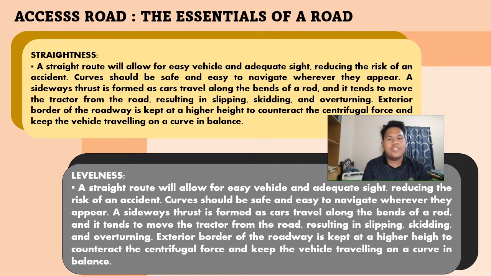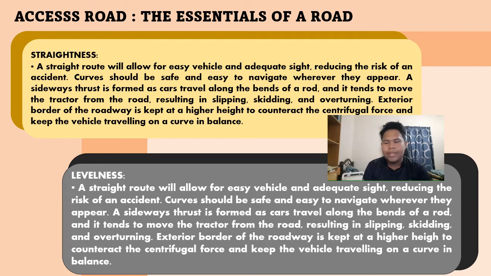The essentials of a road. The first one is straightness. A straight road will allow for easy vehicle movement and adequate sight, reducing the risk of an accident. Curves should be safe and easy to navigate wherever they appear. The sideway force is formed as cars travel along the bend of a road and it tends to move the tractor off the road, resulting in slipping, skidding, and overturning. The exterior border of the roadway is kept at a higher height to counteract the centrifugal force and keep the vehicle traveling on the curve in balance.